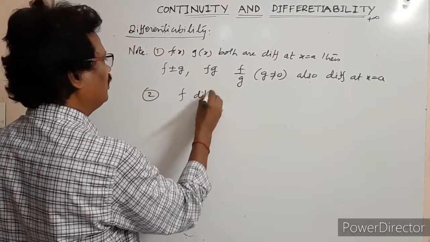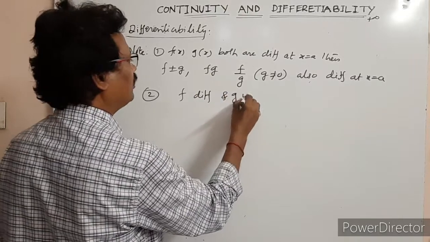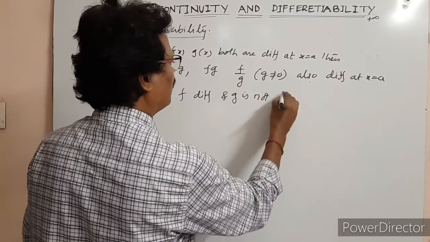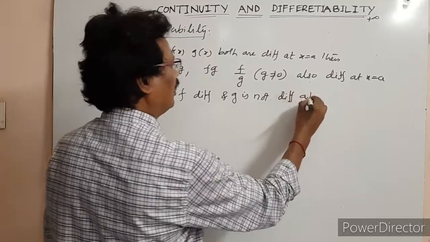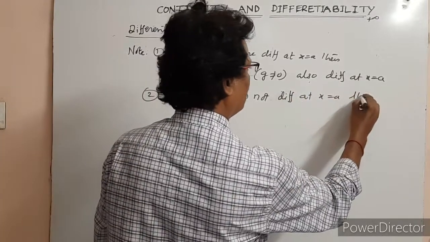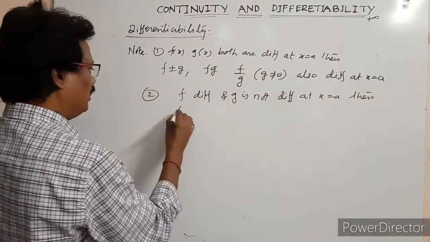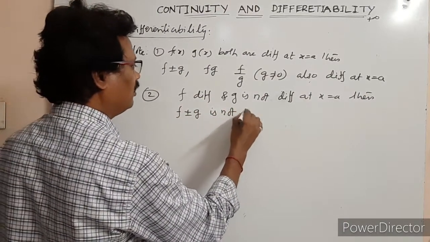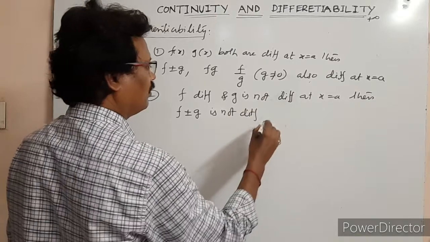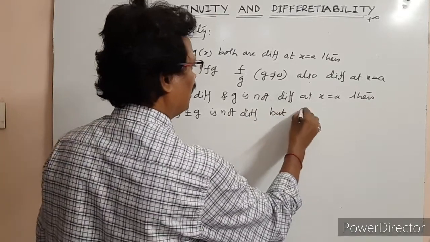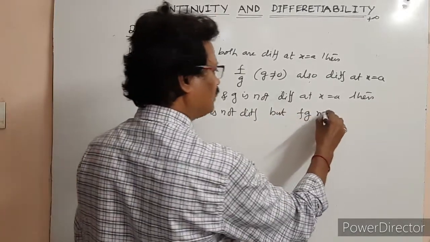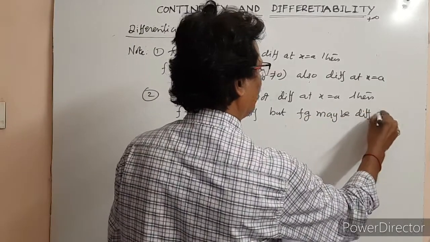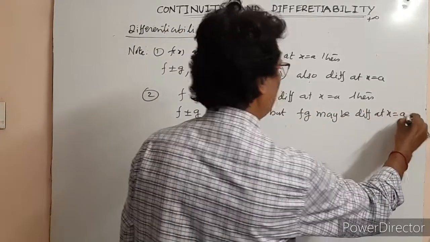F is differentiable and g is not differentiable at x equal to a, then f plus or minus g is not differentiable, but f into g still may be differentiable at x equal to a.